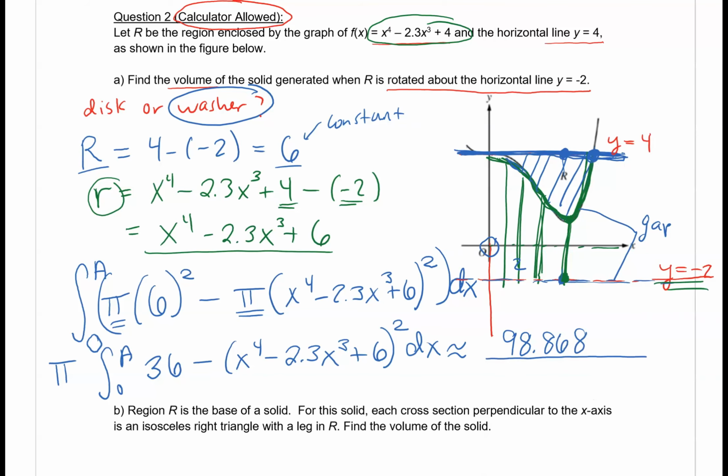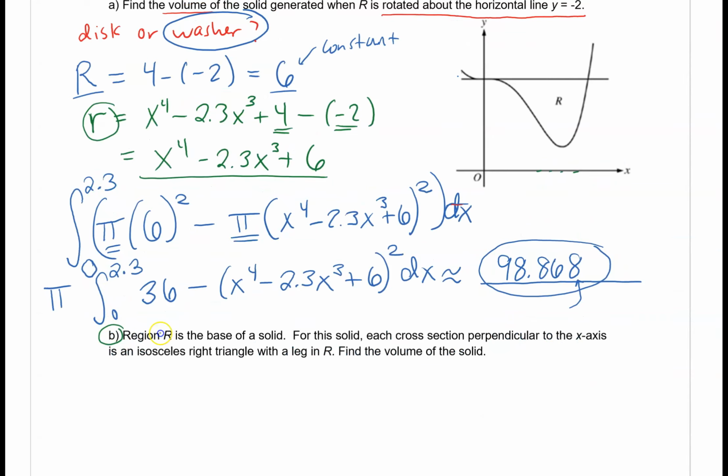98.868. So on my paper here, I'm going to take off this A because I ended up finding a decimal that I didn't need to store. So I'm just going to go ahead and call this 2.3. And then I integrated that and got 98.868 as my answer, rounded or truncated to the third decimal place.